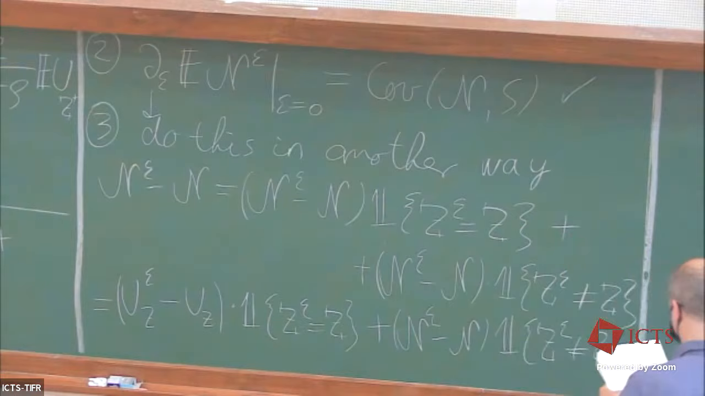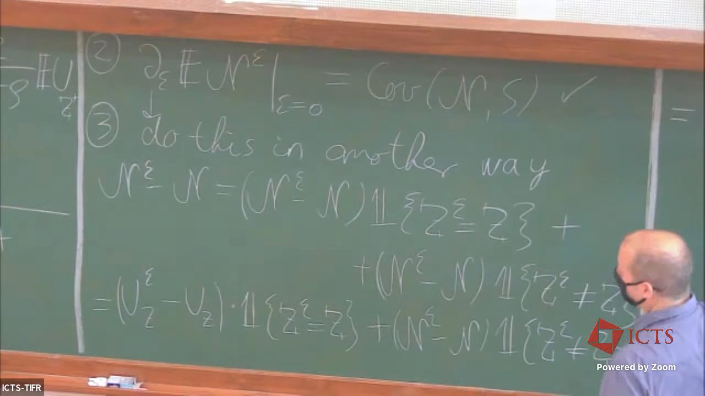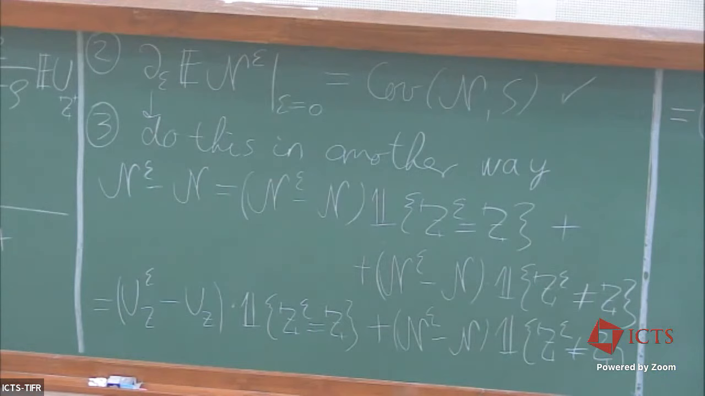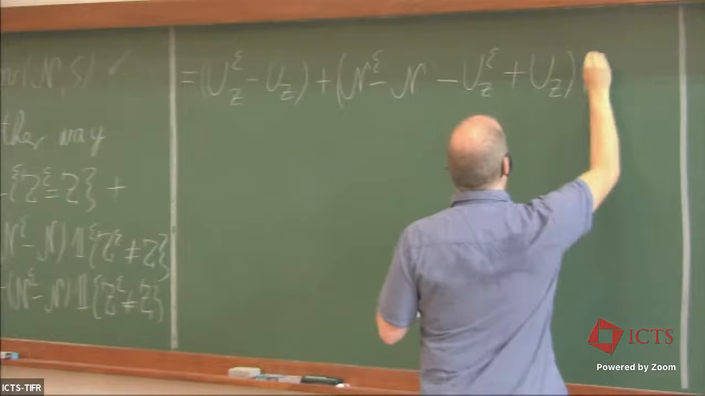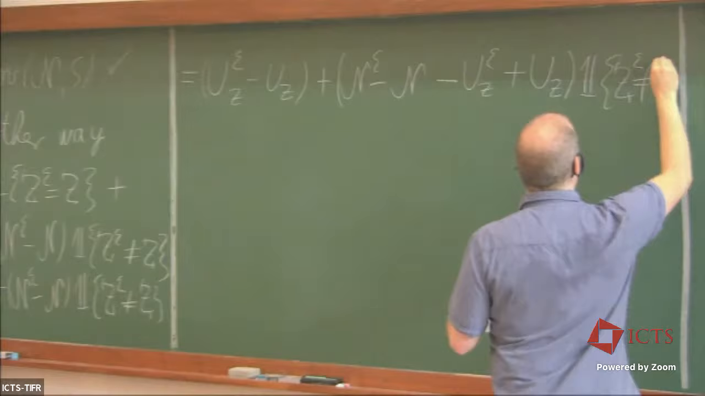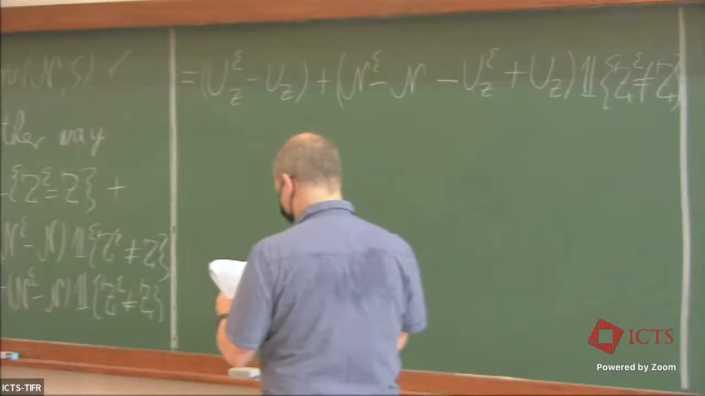Okay, so that was my first step. The second step is very simple. I just want to write this indicator as one minus the other indicator. So I'm going to have that term U epsilon minus U without any indicator. And then a minus: minus U epsilon Z and minus U Z times the indicator that they are not equal. So this is one minus the other indicator and all those terms. Okay, so I'm now going to look at these terms separately.